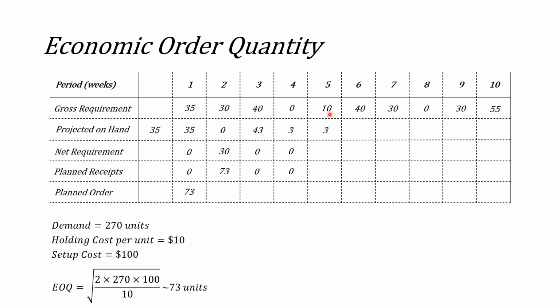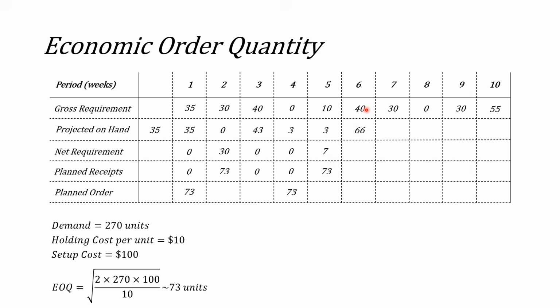But in this case, now I have a gross requirement of 10 units and a projected on hand of 3 units. Therefore, my net requirement is going to be the difference, which is 7 units, which means I need to receive another shipment of 73 units there. Which means I need to place the order 1 week in advance. I had a net requirement of 7 units. I received 73, so the remaining 66 units are going to get carried forward to the next month.